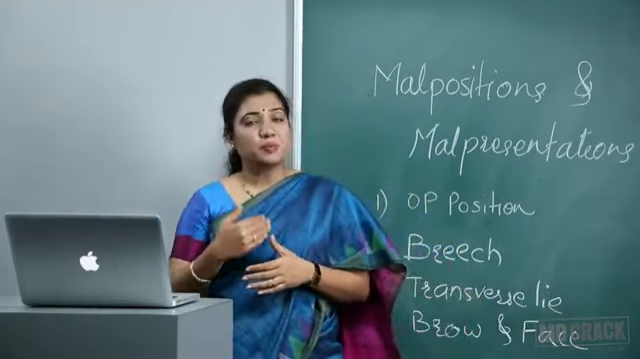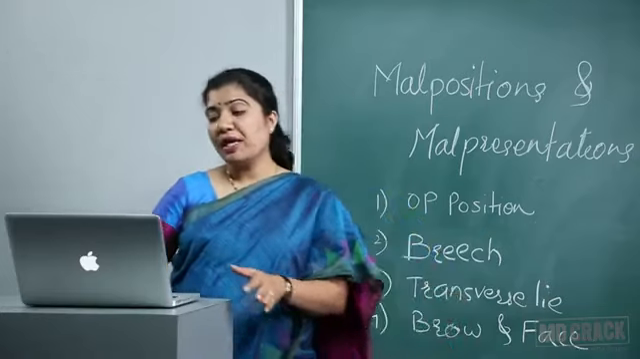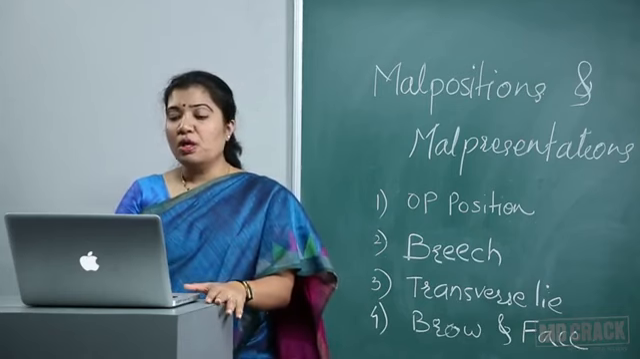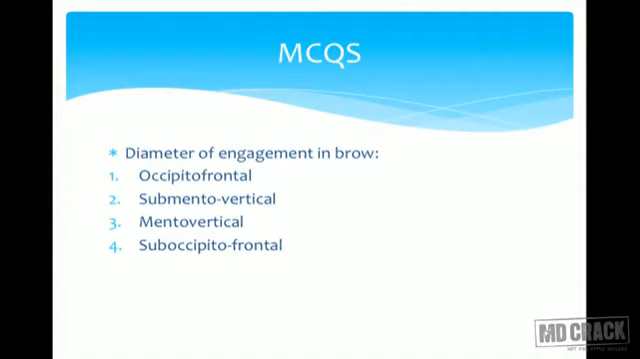Only in case if the baby is preterm very small, then face kind of delivery or that kind of mechanism of labor can take place in brow, but that's only when the baby is very small. MCQ, diameter of engagement in brow is options: occipitofrontal, submentovertical, mentovertical or suboccipitofrontal. Occipitofrontal and suboccipitofrontal, they are not, because they are usually a little deflexed head, so are in OP position seen. Submentovertical is seen in face, so the right answer is mentovertical.